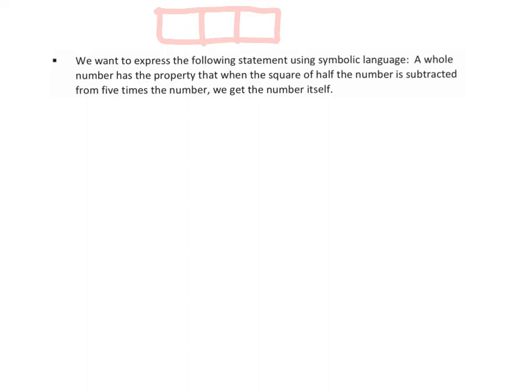The first time we read, we're just reading for the big idea. So it says, we want to express the following statement using symbolic language. A whole number has the property that when the square of half the number is subtracted from 5 times the number, we get the number itself.